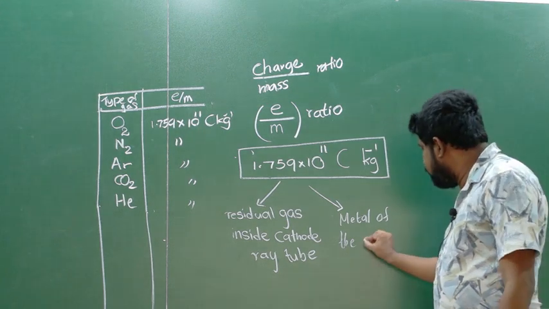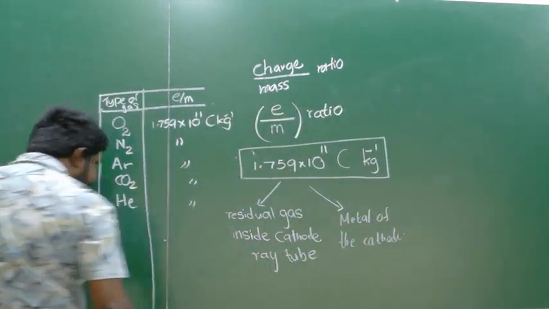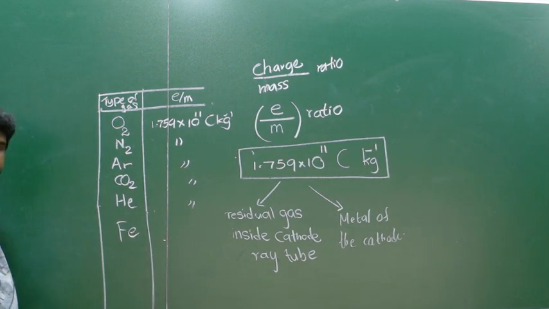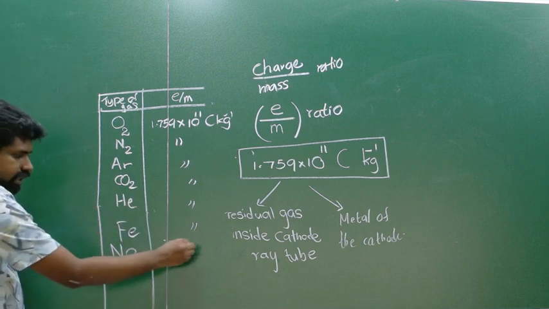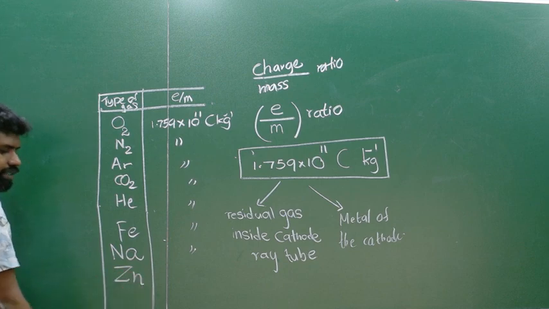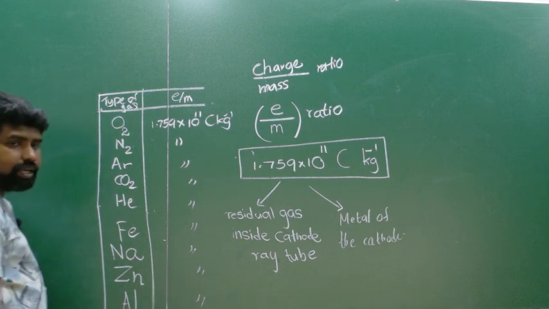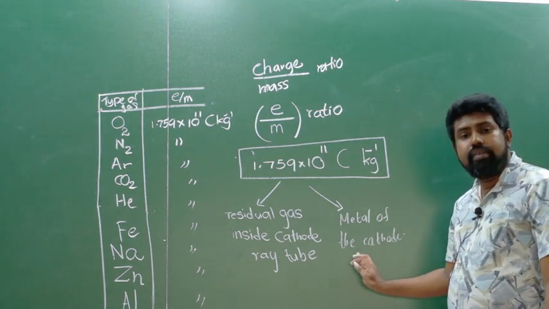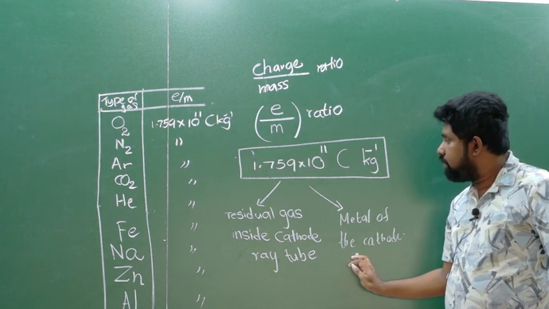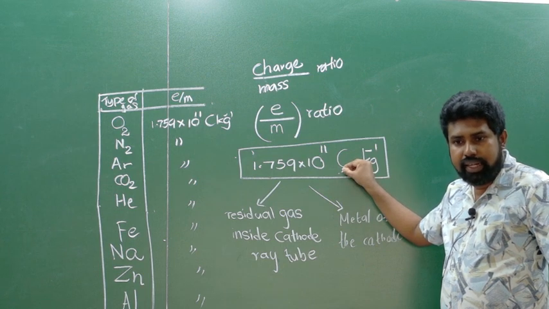Okay, so the metal of the cathode was changed. One time he used iron as the metal of the cathode, and he got the same answer. He used sodium, same answer. Zinc, same answer. Aluminium, same answer. Potassium, same. Magnesium, same. Whatever the metal that made the cathode of the cathode ray tube, he obtained the same value, 1.759 times 10 to the power 11.